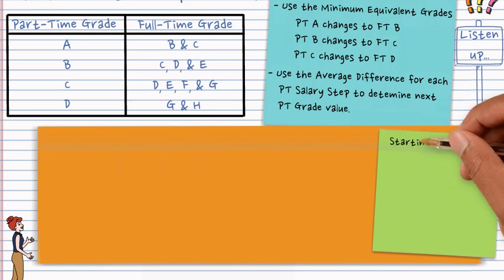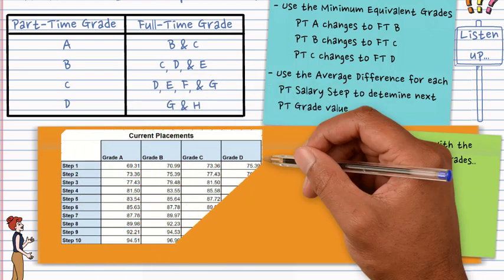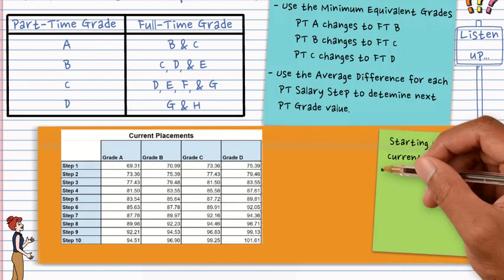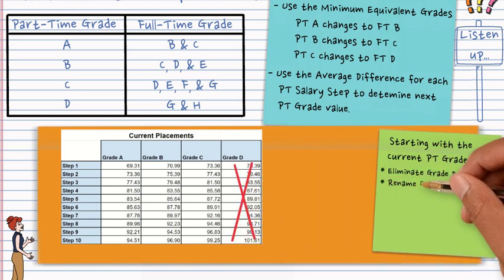Start by looking at the current part-time salary schedule. First, we get rid of the values in the D columns, since grade D is equivalent to G and H in the full-time grades. Then rename the first three columns to match their minimum equivalent grades, B, C, and D.